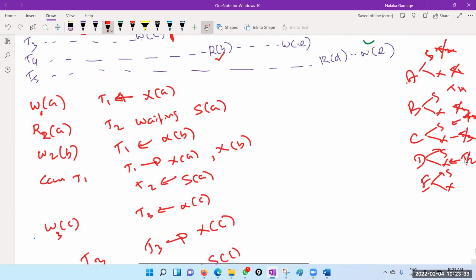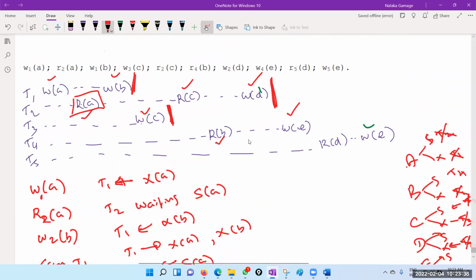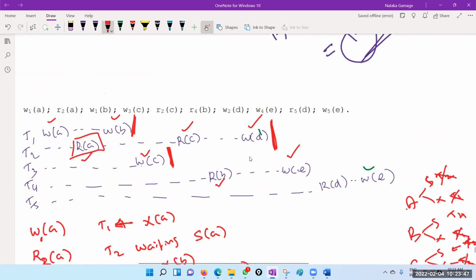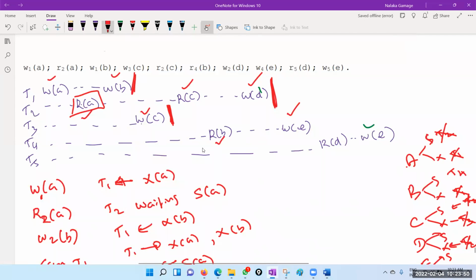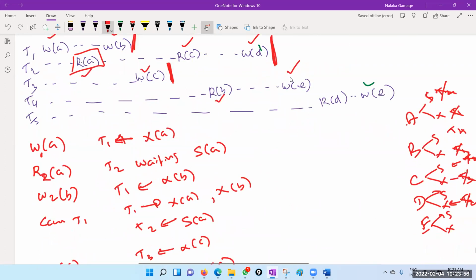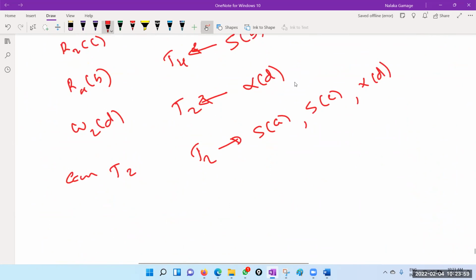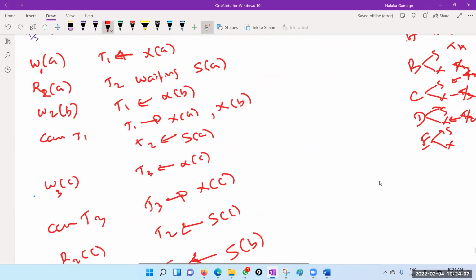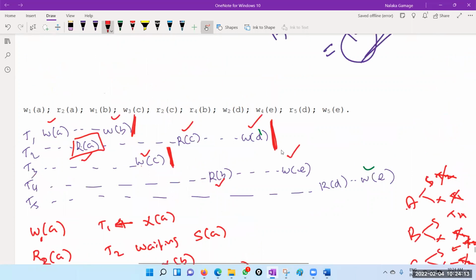Now basically these things are released. So now only transaction 4 has acquired the shared B. All the other locks are released. No one else is holding any lock. Only transaction 4 is having the shared B. Now transaction 4 writes E, write 4E. So that means transaction 4 will get exclusive E, and we can do it.